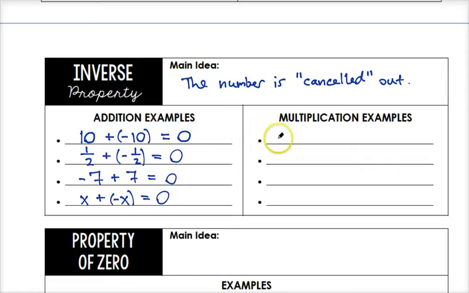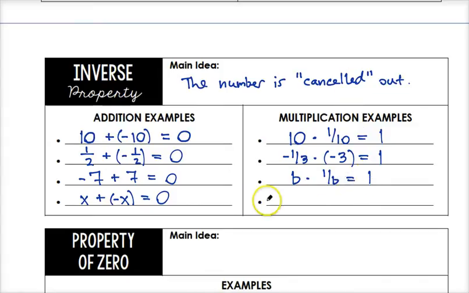Okay, the same is true with multiplication. We do have an inverse property for multiplication, and it involves not multiplying by the opposite number, but multiplying by the reciprocal. The reciprocal of 10 is 1/10. If I multiply 10 by 1/10, I get an answer of 1. Negative 1/3, its reciprocal is negative 3. Negative 1/3 times negative 3 gives you positive 1. The variable b, its reciprocal would be 1 over b. If I multiply those two together, I get 1. The reciprocal of 5/4 is 4/5. Multiply those together, you get an answer of 1.